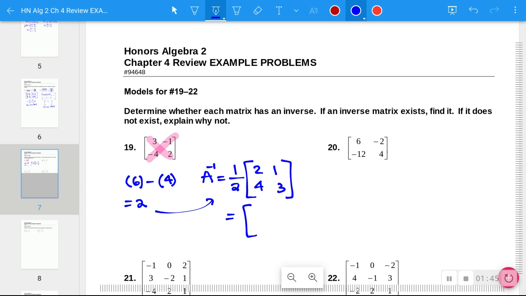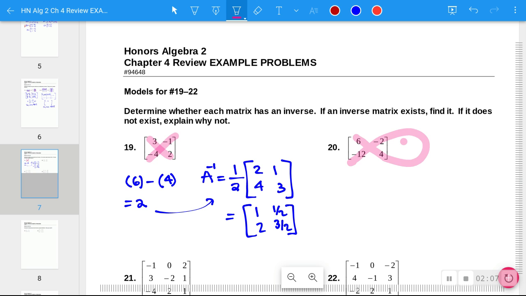And the inverse will be 1, 1/2, 2, 3/2. So I divided all 4 of the elements in the matrix, the 2, the 1, the 4, and the 3. I divided them all by that 2. And there's your inverse.